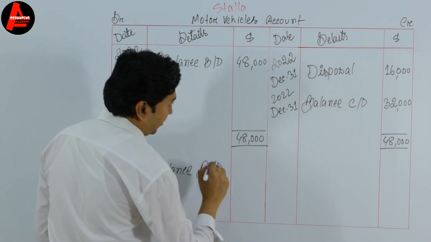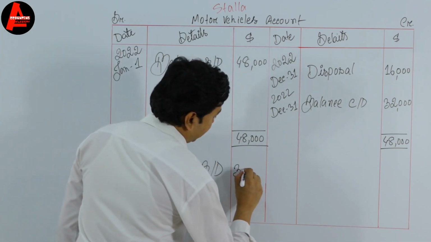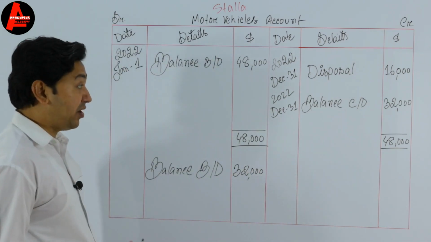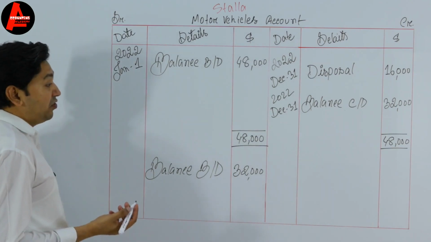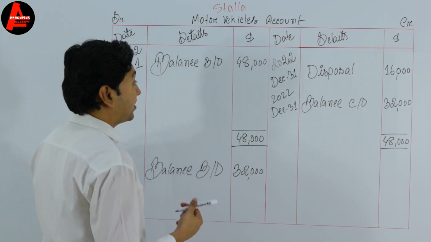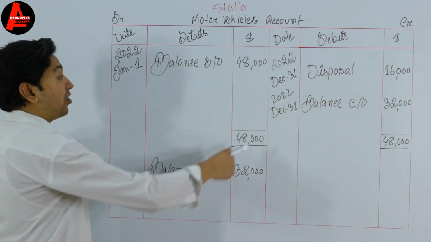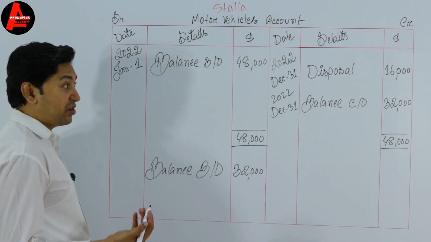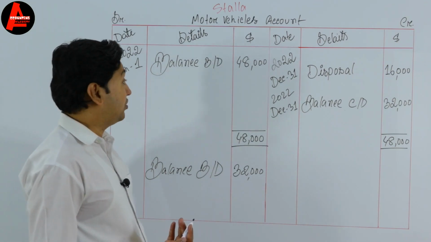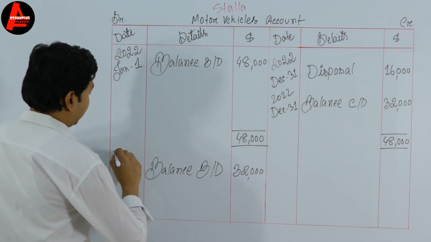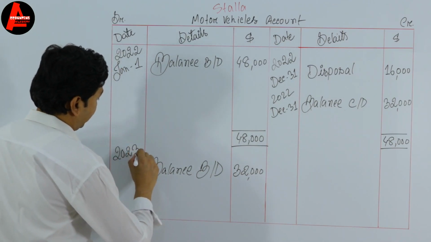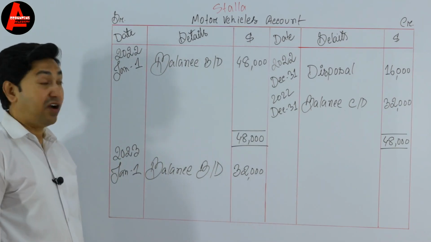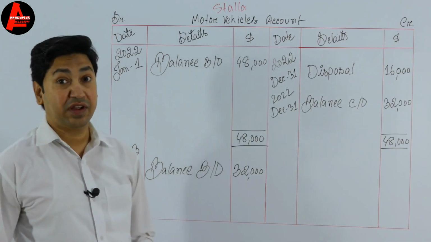b/d stands for brought down. The same amount, $32,000. And what will be the date? The date is given in the question, but still if you don't have it, you need to write the date. The date will be the first day of the next financial year. Our financial year ended on 31st December 2022, so the next financial year will start on 1st January 2023. So let us write here 2023 January 1st. Okay, so we completed it. This is how you need to prepare a motor vehicle account.